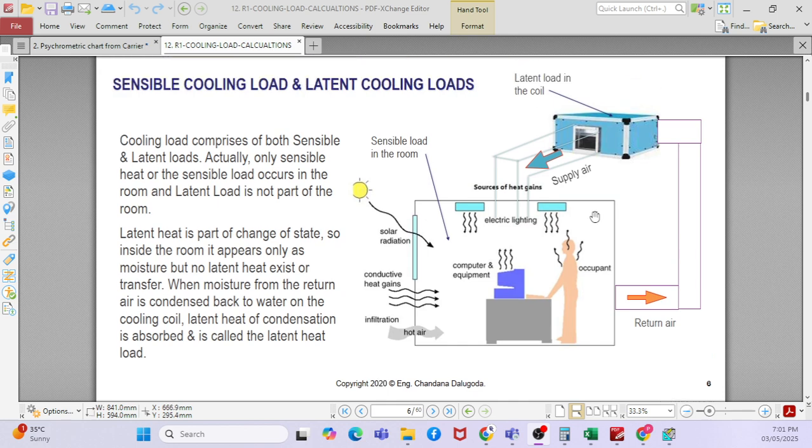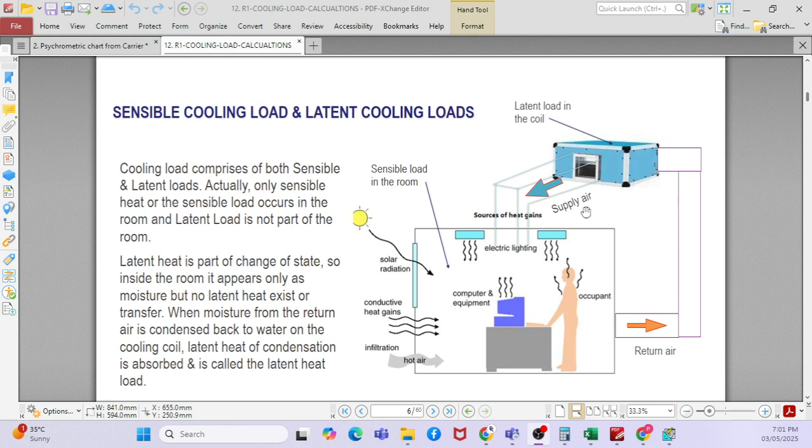Just now I have shared some video. There is conduction, convection, and radiation. If you see the conductive heat gains, it's conduction from outside to inside through the partition. Then infiltration through the gaps and cracks. Then this is the occupant, this is the computer equipment, electrical lighting, right? So you have an air conditioning machine which supplies the cooling air and also takes the warm air, so it recirculates, right?